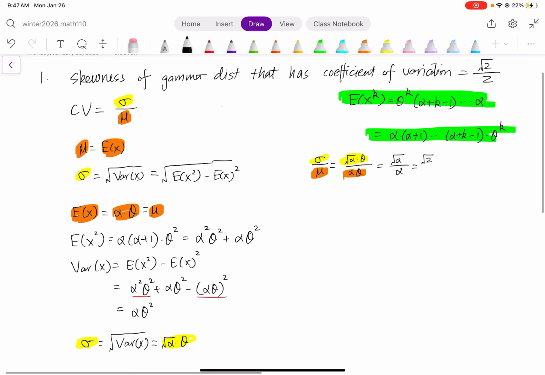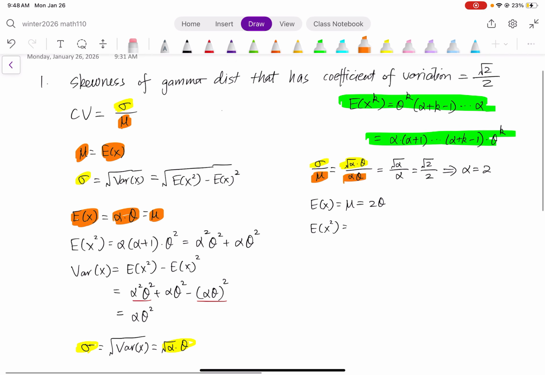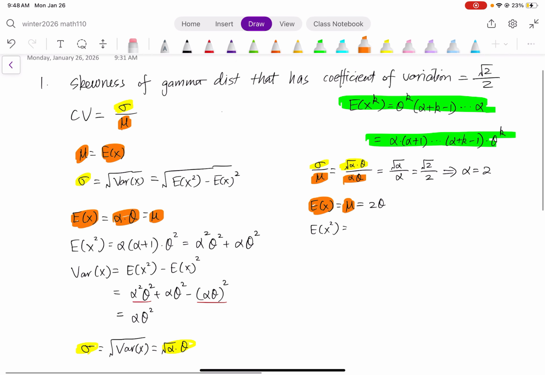It was given in this question. I made a question that's the square root of 2 over 2. If you calculate that, alpha is really just 2. Because you find alpha equal to 2, the expected value of X in this case, which is mu, is going to be just 2 theta. Then the expected value of X squared, use this average.